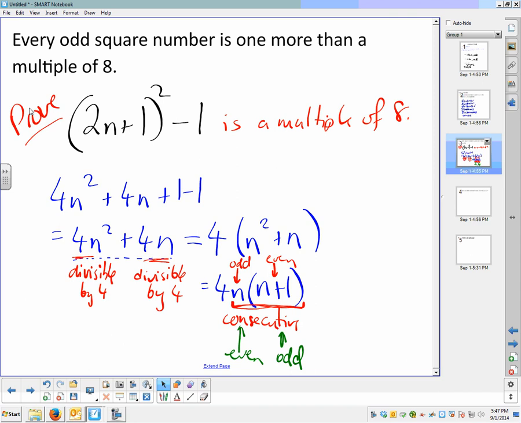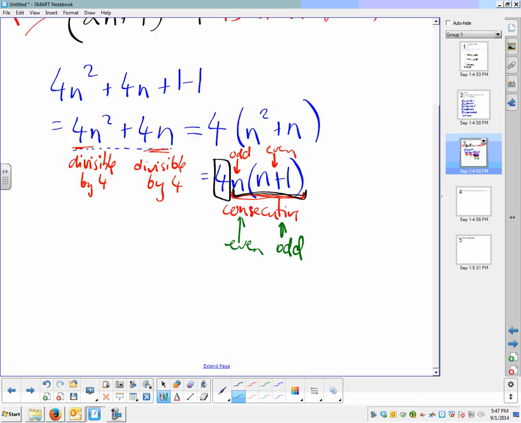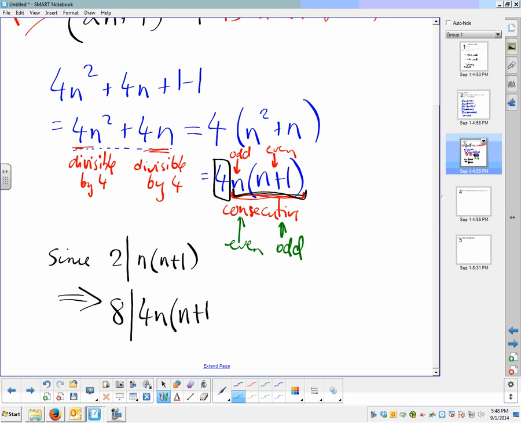So that means that not only is this bit divisible by 4 here, but this bit is divisible by 2. So the whole thing, since 2 goes into n plus 1, that means that 8 goes into 4 times n plus 1. So the original statement is true. I just really like that proof.